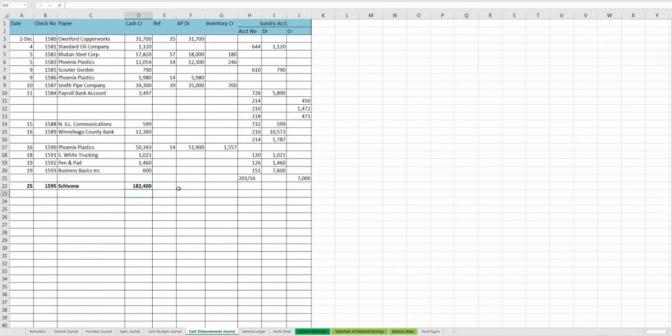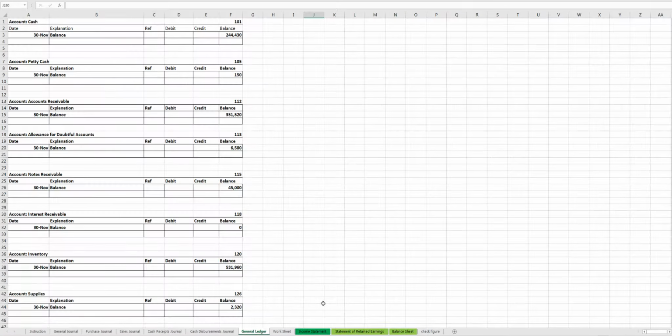All right. So this is just one side of the journal entry. We credit cash, and we're gonna debit treasury stock. We need it. It's not accounts payable. It's not inventories. So we're gonna record it in the sundry account, meaning other account. Okay. Account number, treasury stock.